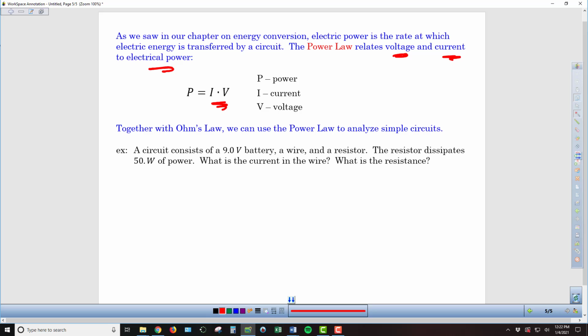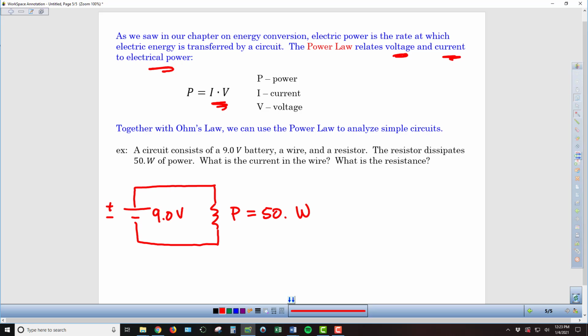So in our last example here, we've got a circuit that has a 9-volt battery source. We can sketch that here with our positive and negative. We have a wire, and then we just have a simple resistor. Our battery has a voltage of 9 volts that it's supplying to the circuit. And then it says that the resistor dissipates power of 50 watts.